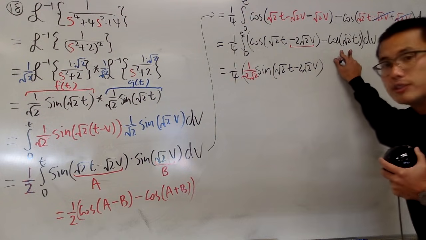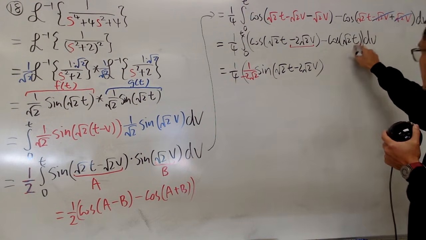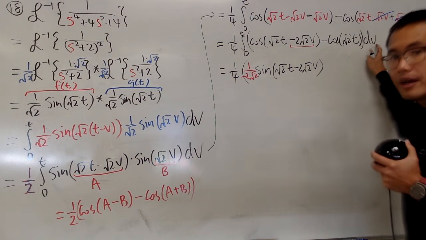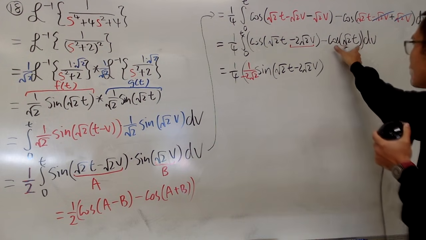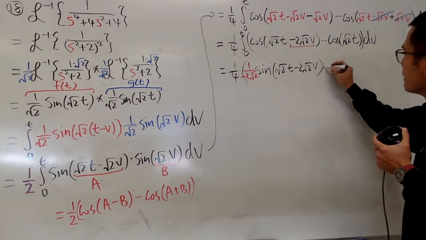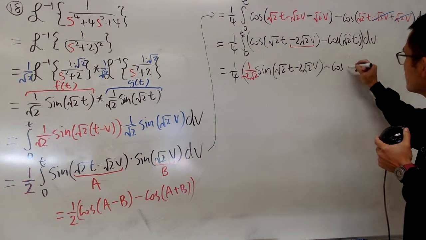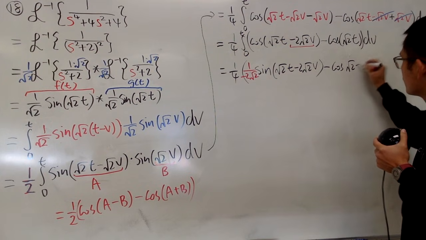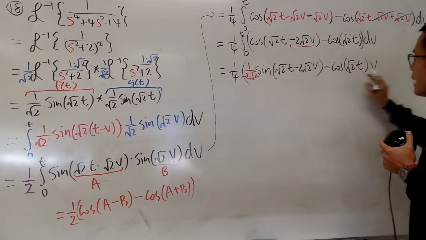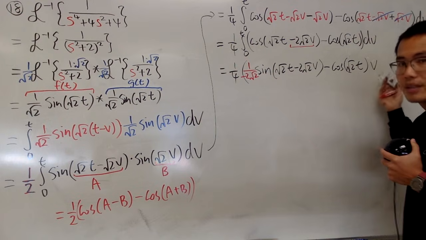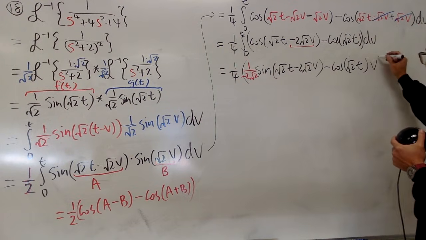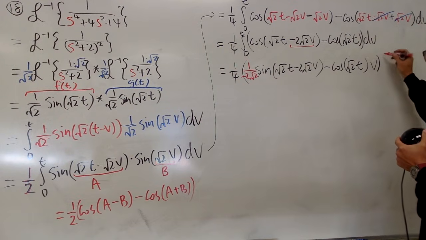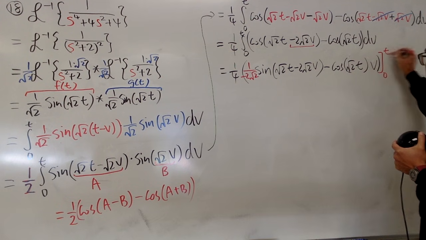For the second one, though, it's trickier because you have t right here. However, we are in the phi world. So all you have to do for this is just write down minus cosine of square root of 2t, and then you just multiply this by phi, because again, we are in the phi world. So that's pretty much it. Now, we just have to plug in.